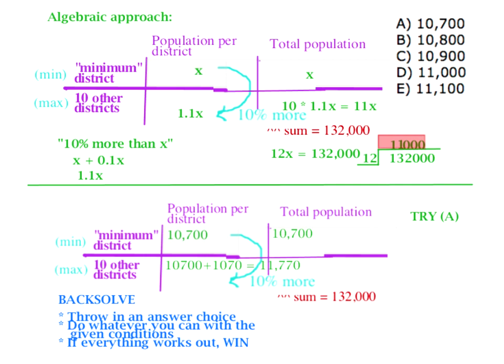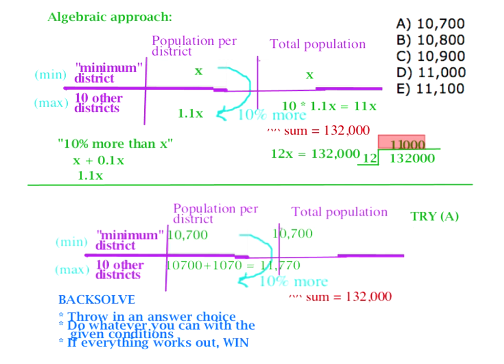So that's going to be 10 districts with that population. So that's going to be 100. And let me make the chart accommodate those numbers. That's better. Okay. 117,700.